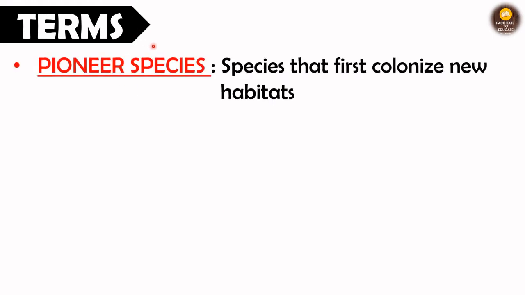Now we need to understand some of the terms to move further in the chapter. So first of all, the first term is pioneer species. That means the species that first colonize any new habitat. So as you have seen in the previous slide, we have seen a rock, right? So whatever will be the first species that will colonize on that rock will be called the pioneer species, or in other words we can say the species which start the process of ecological succession in a new area will be known as a pioneer species.